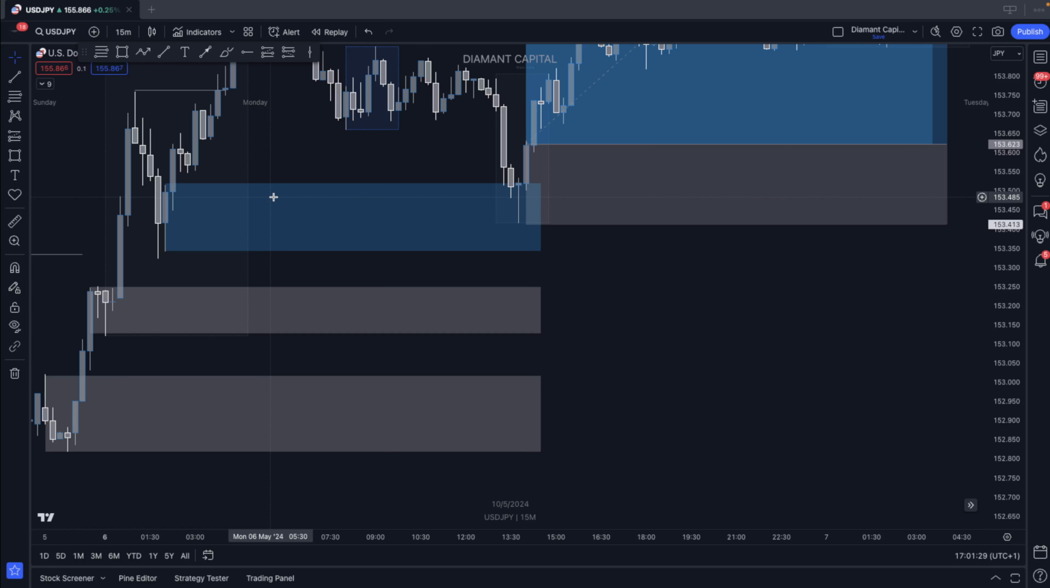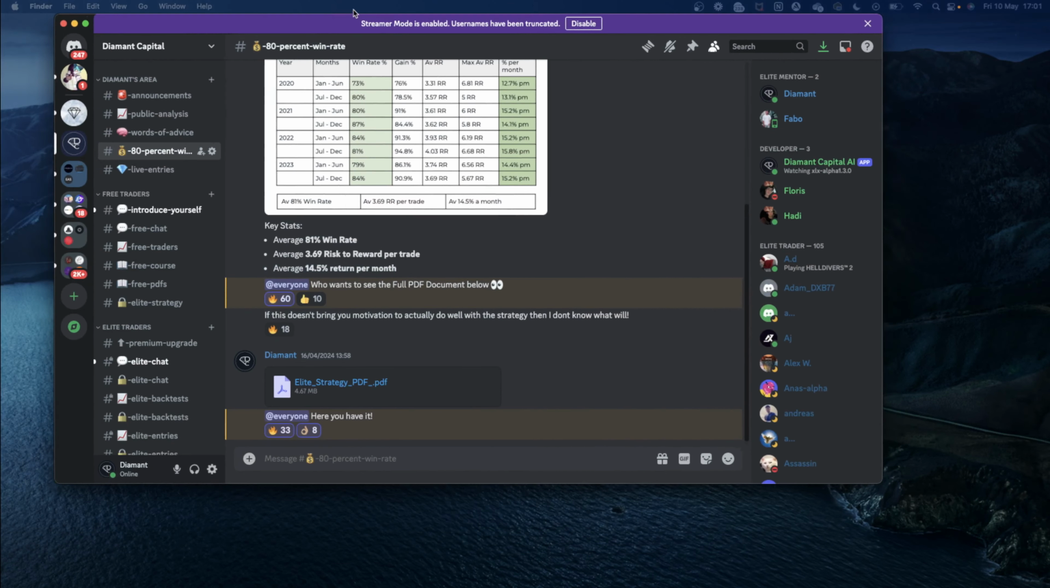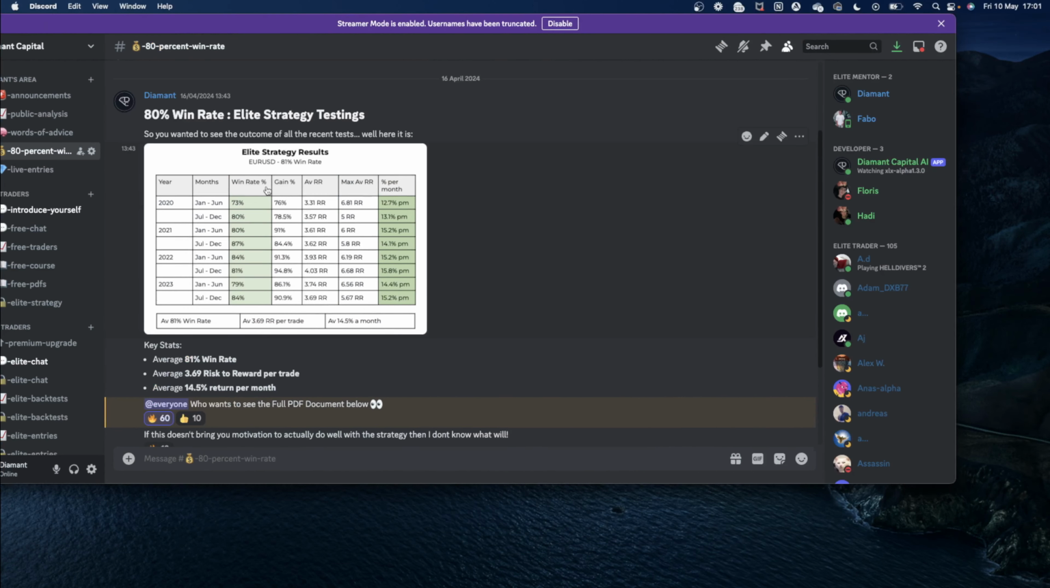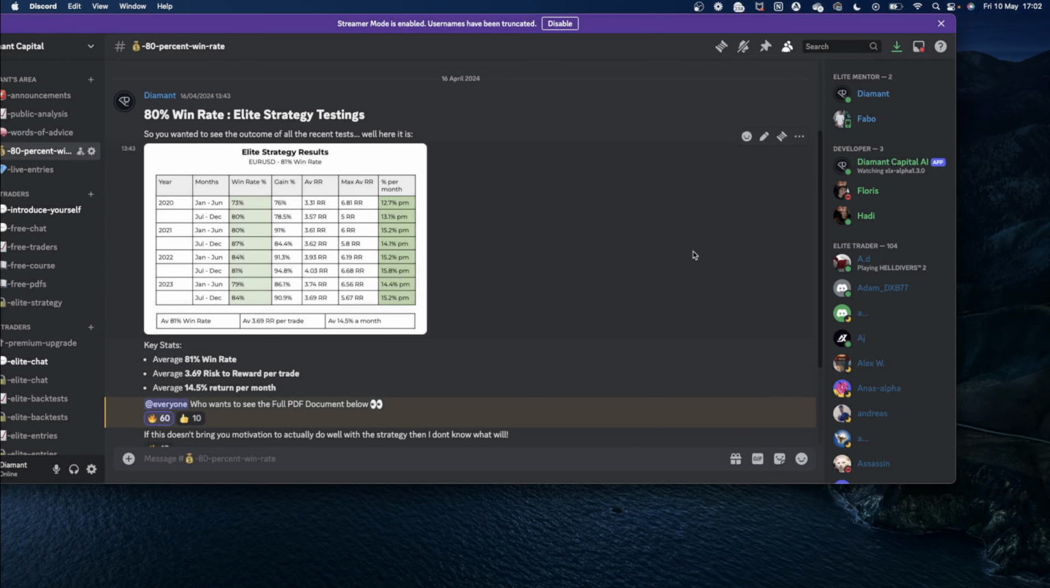And how can I actually prove that? It's simply by looking at some of the stats over here. So I'm just going to bring it up real quick. Our elite strategy has now hit an 80% win rate, and this is from a series of tests that we've done over time. 81% average win rate with EURUSD, and this has been tested every 6 months since 2020, each time hitting around an average 3.69 risk to reward, an average 81% win rate. And again, you can see the gains over here are incredible. So this is a little bit of insight of how to actually perfect the change of character strategy.